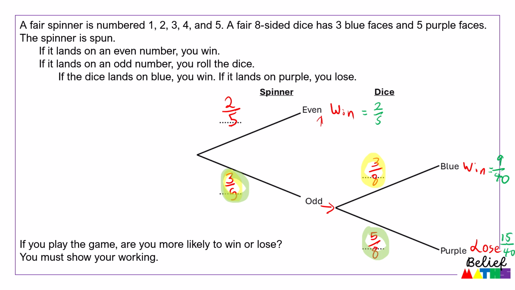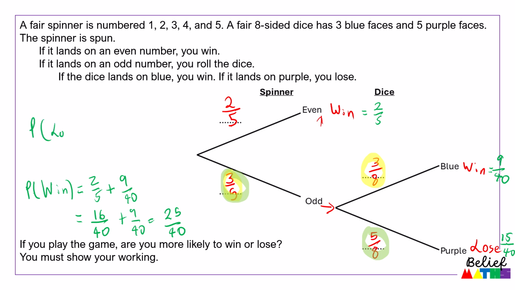Now it asks us, if you play the game, are you more likely to win or to lose? Well, the probability that we win is equal to 2 over 5 plus 9 over 40. Now with that one, again, when we add fractions, we have to have the same denominator. So 2 over 5, we can multiply that by 8 to give us 16 over 40, plus 9 over 40. That gives us 25 over 40. So the probability that we win is 25 over 40. The probability that we lose, well, there's only one way that we can lose, and that's getting an odd number and purple. So that's 15 over 40.